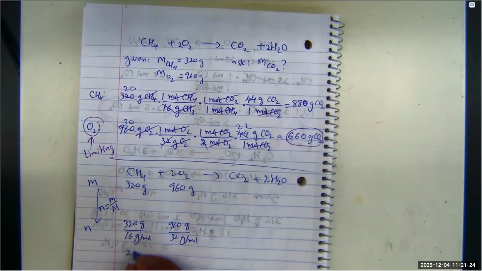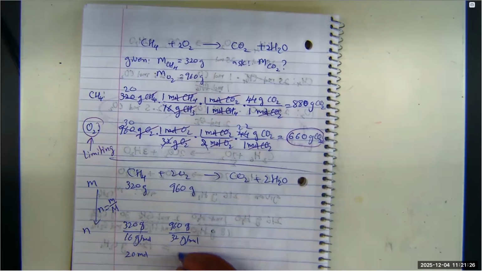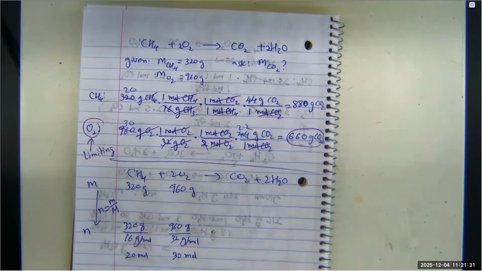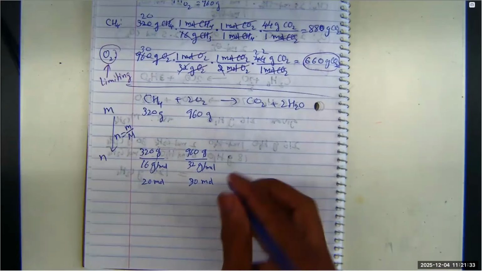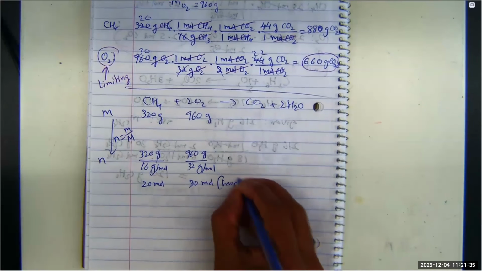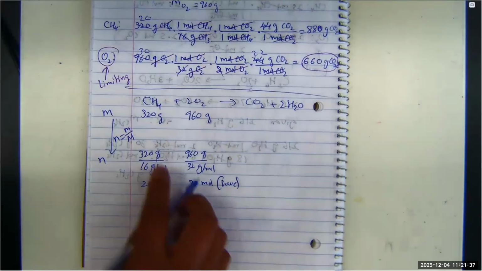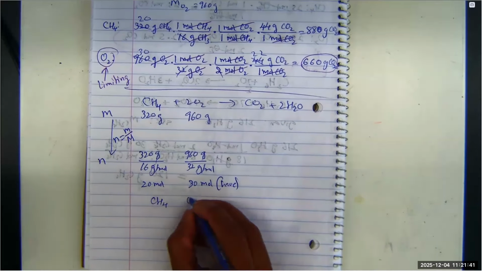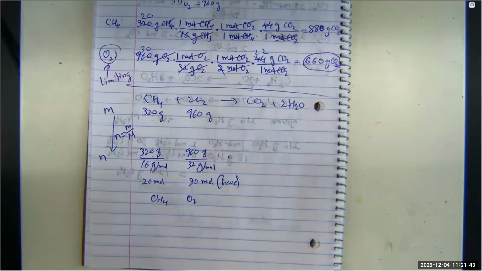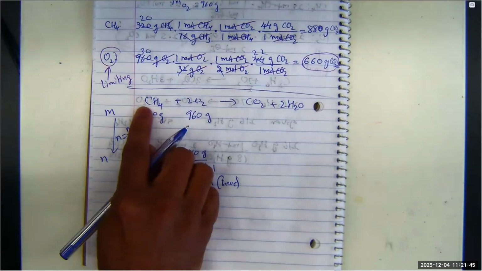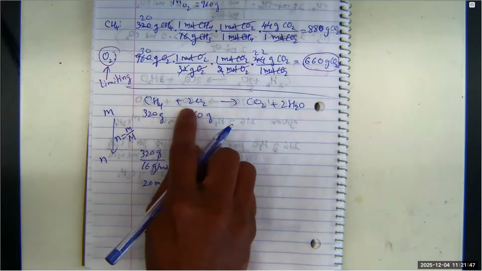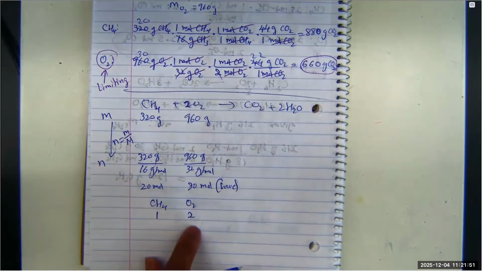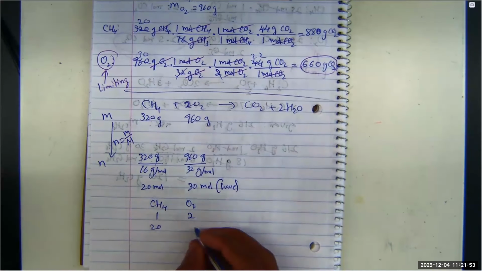I'm going to get 20 moles of CH4 and 30 moles of oxygen. Okay, now this is what we have. But based on the balanced chemical reaction, now this is the important part. To react with 1 mole of CH4, I'm going to need 2 moles of oxygen. With 1, I'm going to need 2.